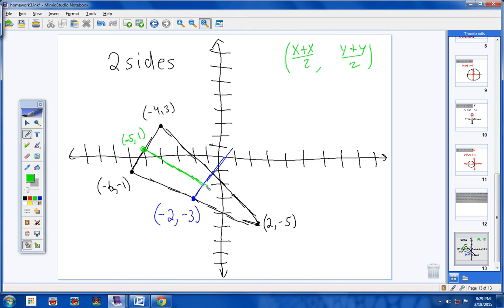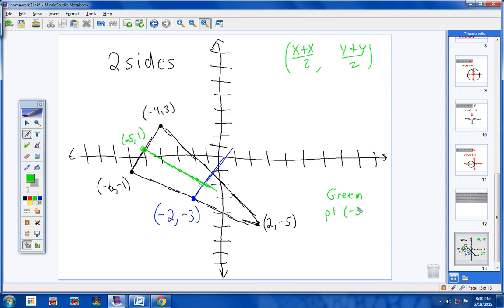So, now, here's what we're going to do. If I want to find the equation of the green line, I need to know a point and the slope. I have to know a point that lies on the green line. Well, I already know a point.